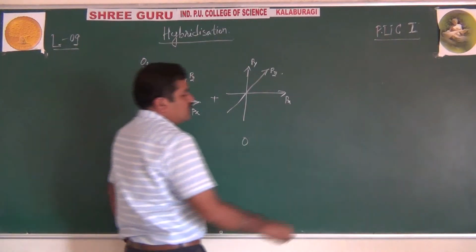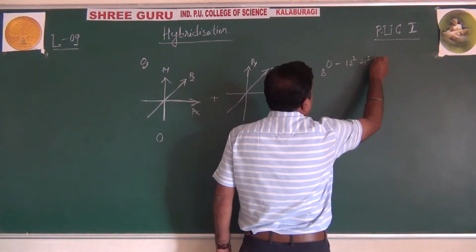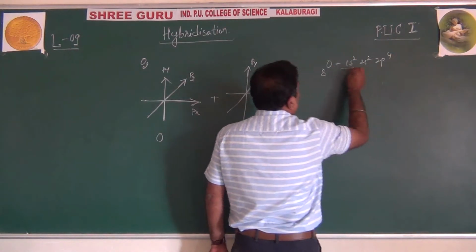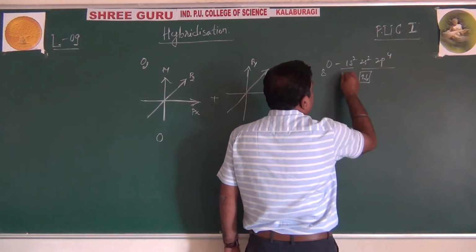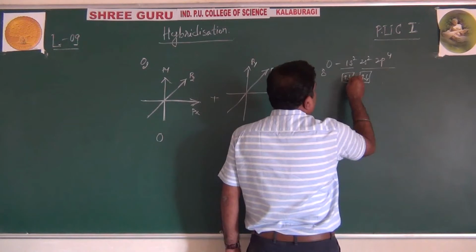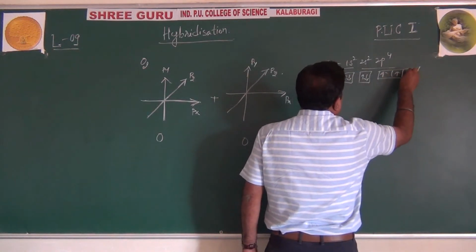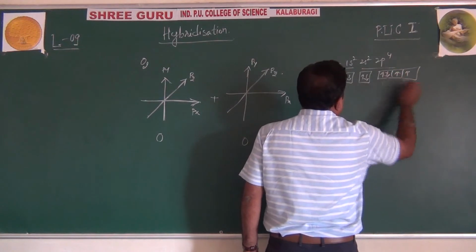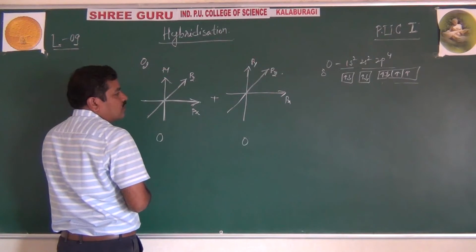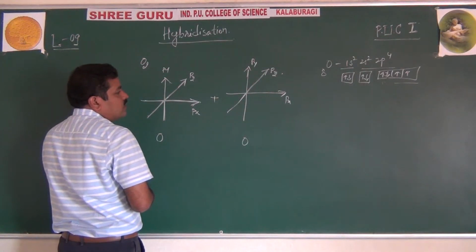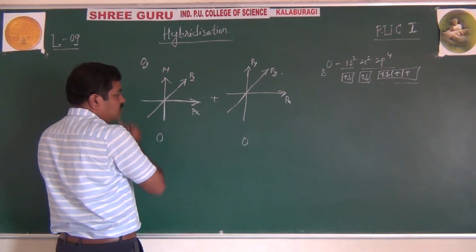You know that oxygen has atomic number 8: 1s2, 2s2, 2p4. The outermost electrons are 6. These are paired, and these are also paired. How can you write 2p4? 2px2, 2py1, 2pz1. Here, see px, py and pz.